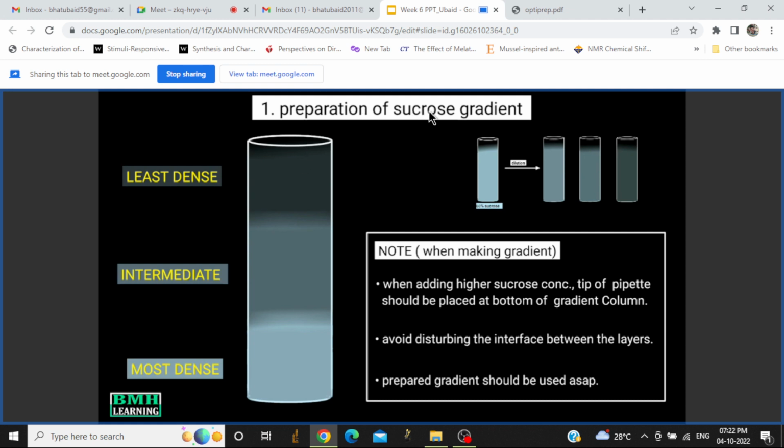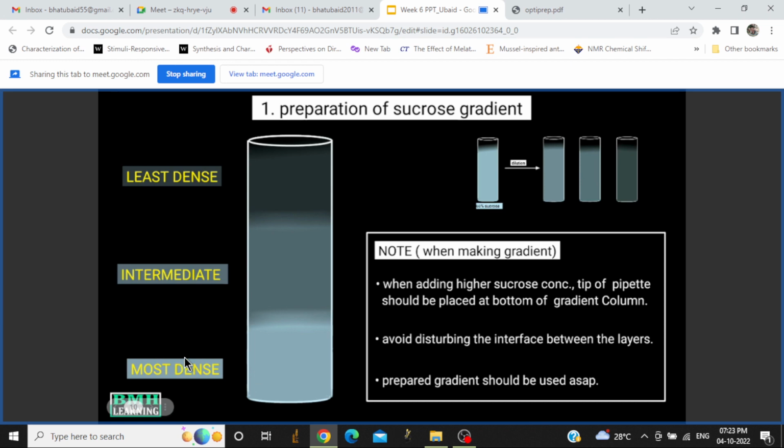I have given one example of a sucrose gradient. Here the sucrose solution is used to prepare the gradient. 66%, maybe sometimes 70% or 50% sucrose is made, and it depends on the sample which you want to separate. Then other dilutions are also made, maybe 50%, 40%, and 30%. I'm taking an example. First the 66% sucrose layer is poured, then 50%, then 40%, then 30%. So this whole centrifuge tube has a density gradient.